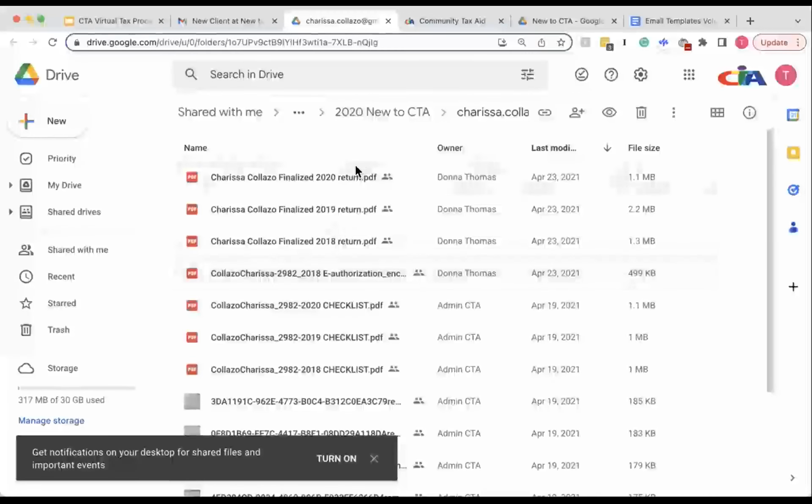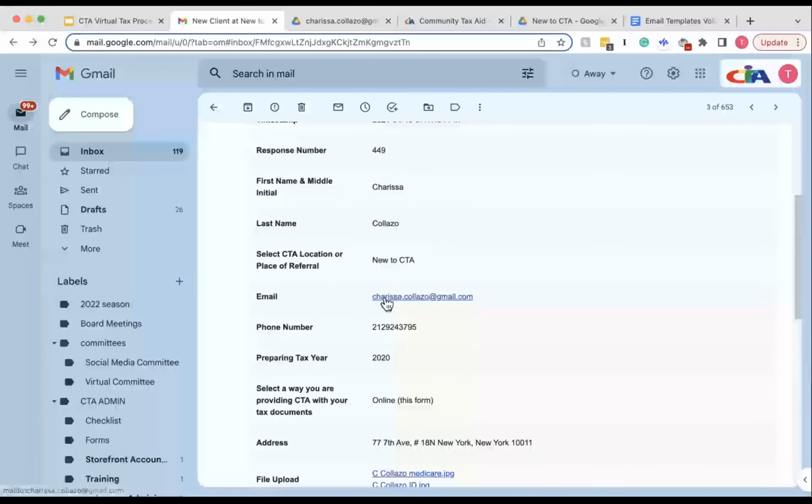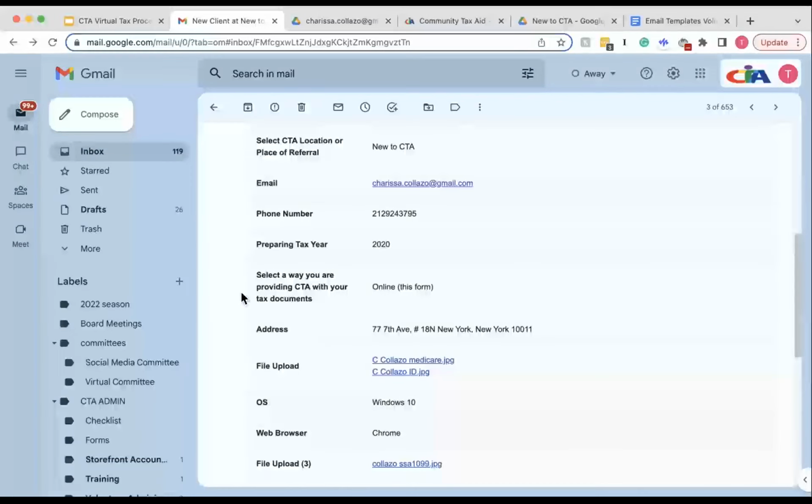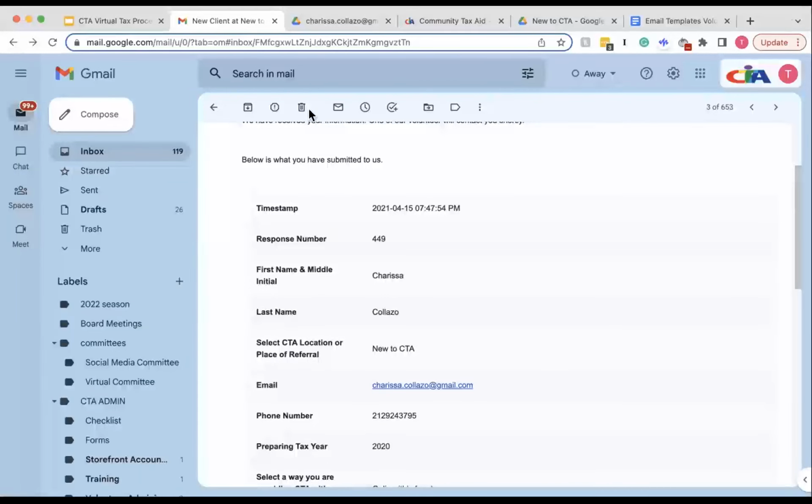So once you get all of this taxpayer's information, you have their email address. It's in here, Carissa Colazzo. So you're going to go ahead and email them and say, hey, are you available at this time? So I think you've already been through this at training.